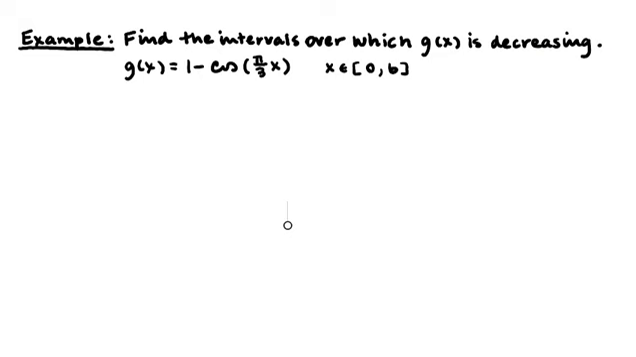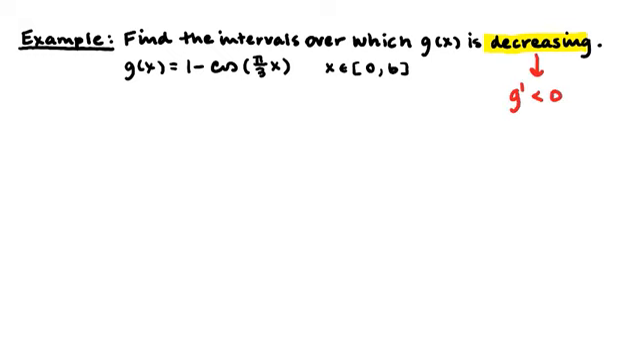All right, next, let's do one involving some trig. Let's find the intervals over which g of x is decreasing. Okay, well, I know what decreasing means. That means that the derivative is going to be negative. So I'm going to say that is g prime less than 0.